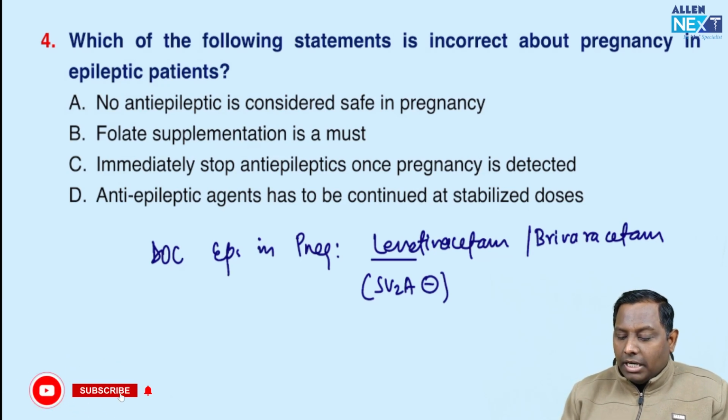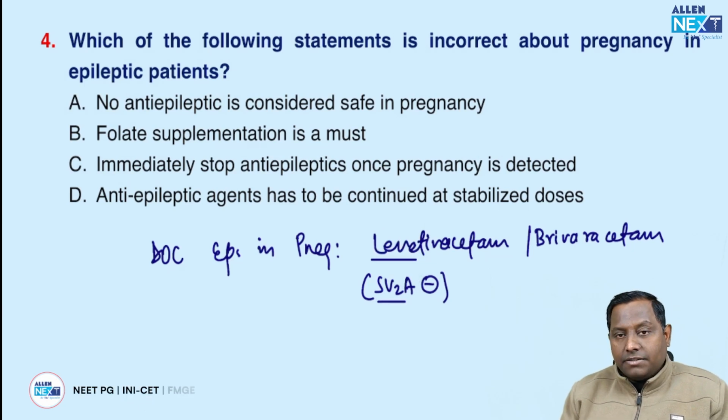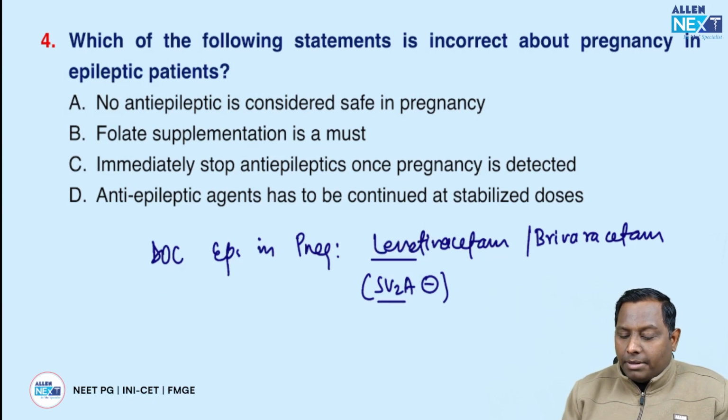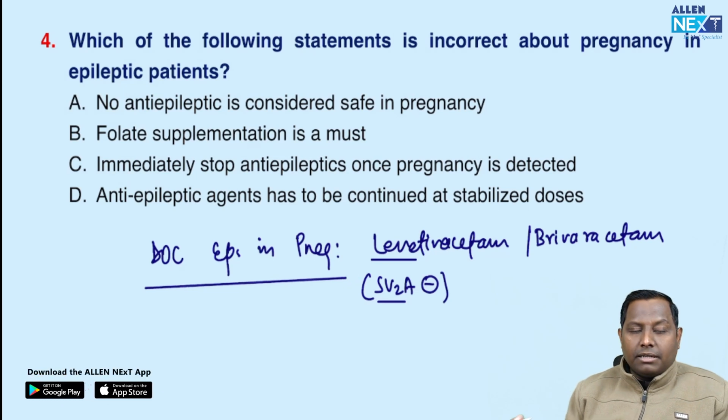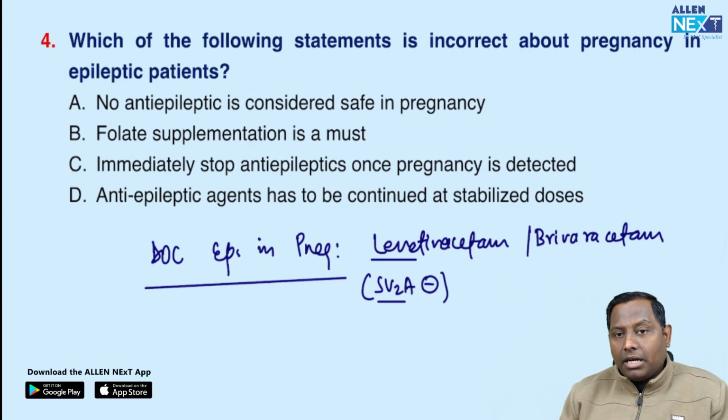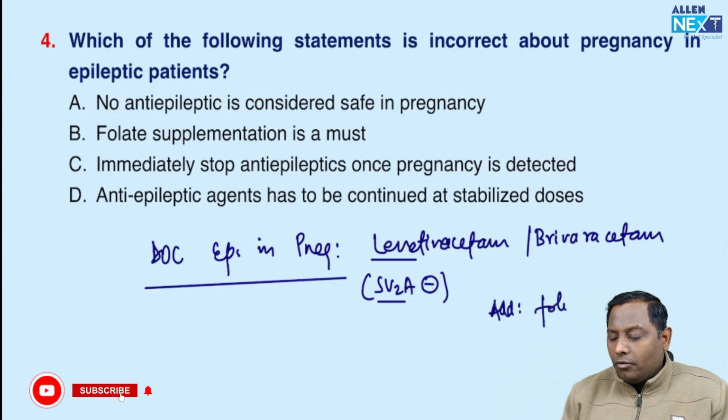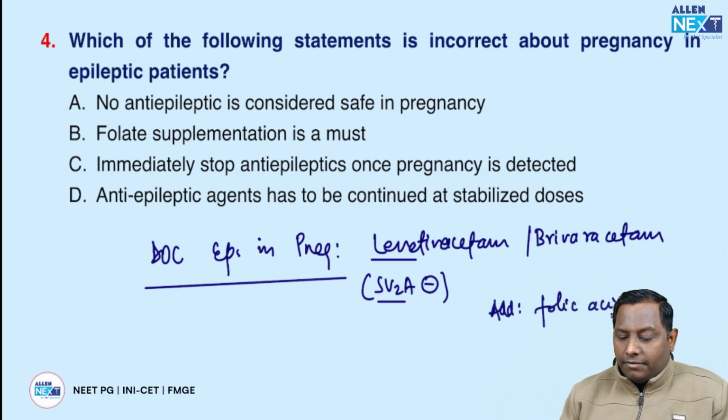What did I say? Levi-SV, right? Levi sounds like BV, right? SV, BV, Levi. So in pregnancy this is the drug of choice, and remember they are anti-epileptic drugs, so we are always supposed to add a supplement of folic acid with them. Folic acid supplementation will always be added with them.